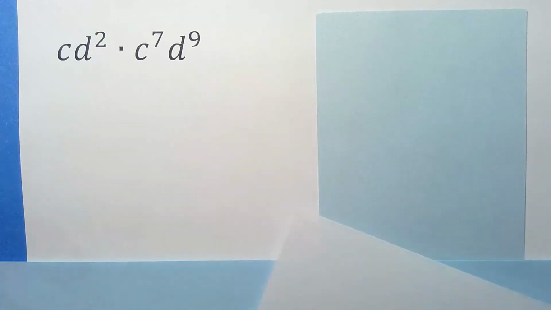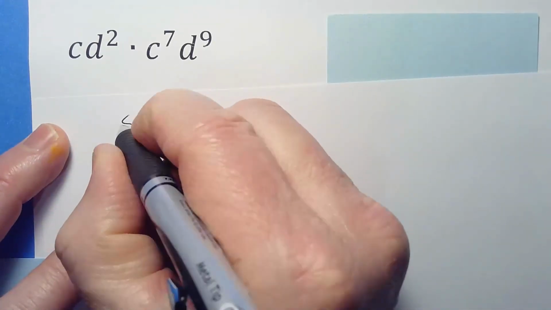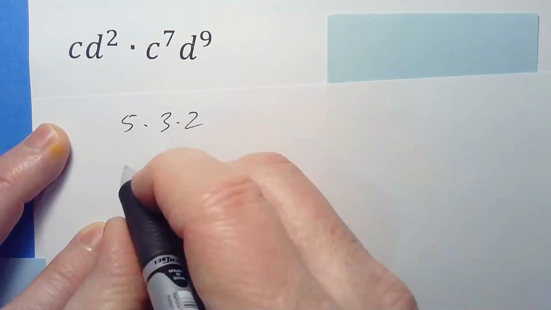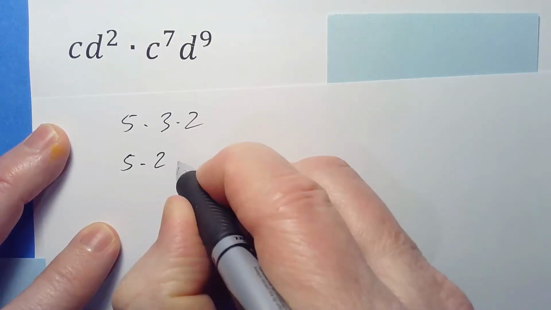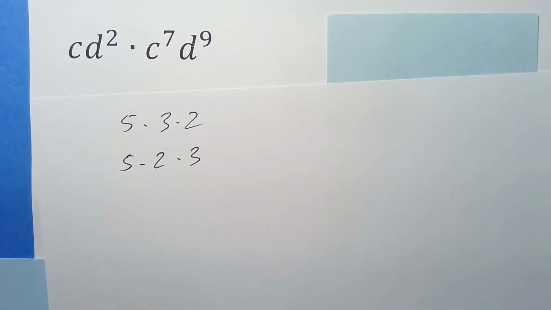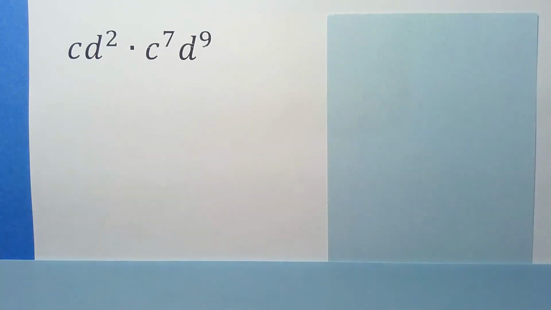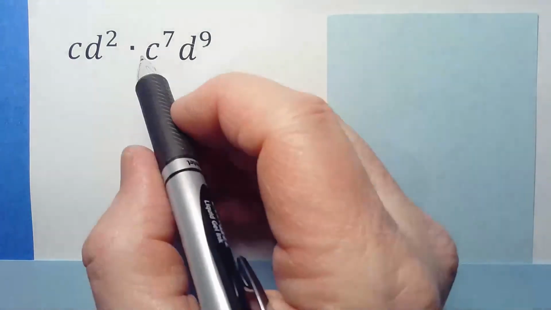It's like, you remember, right? 5 times 3 times 2 is the same thing as 5 times 2 times 3. Remember, you can move things around as long as they're multiplied. You can do that all you like. Okay, so here we go.